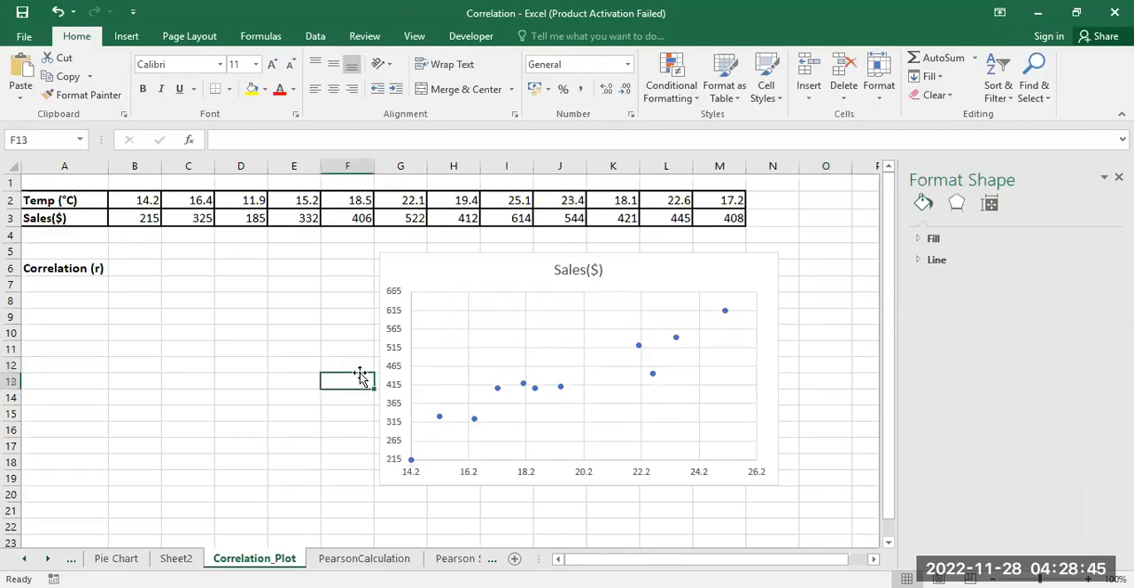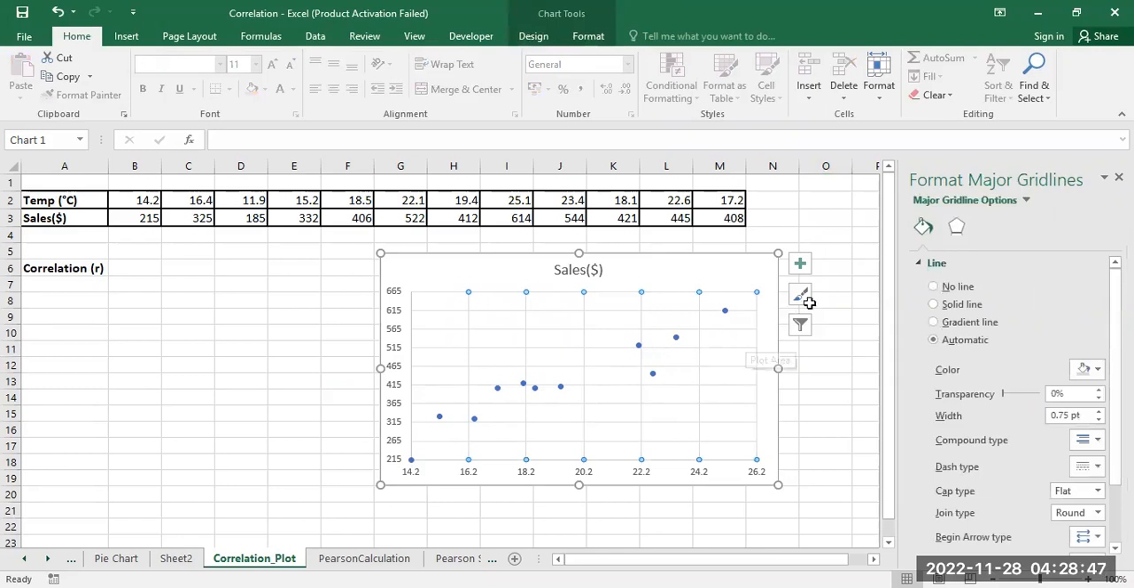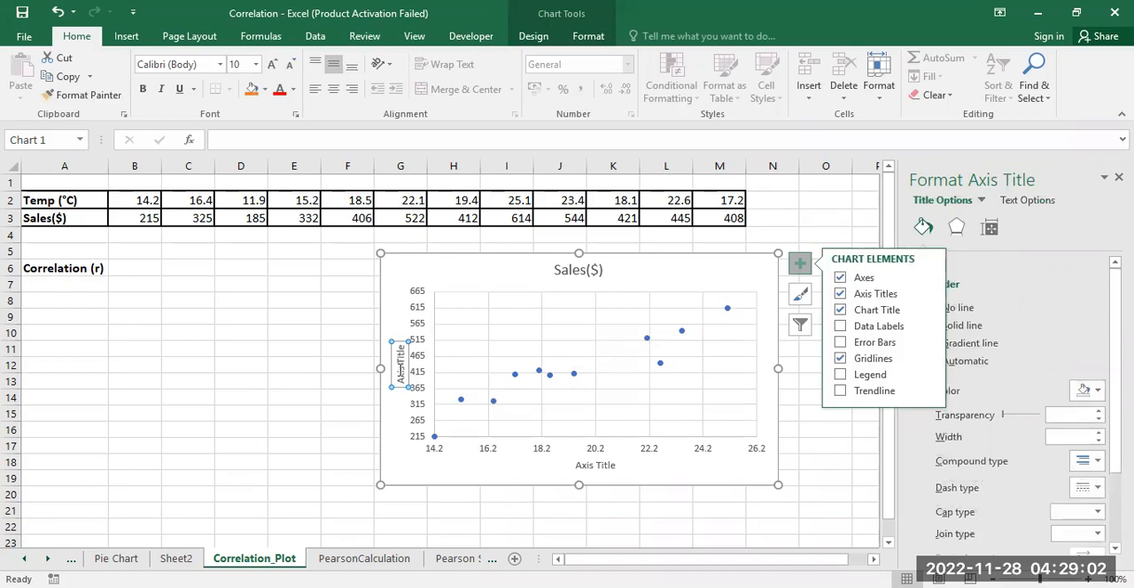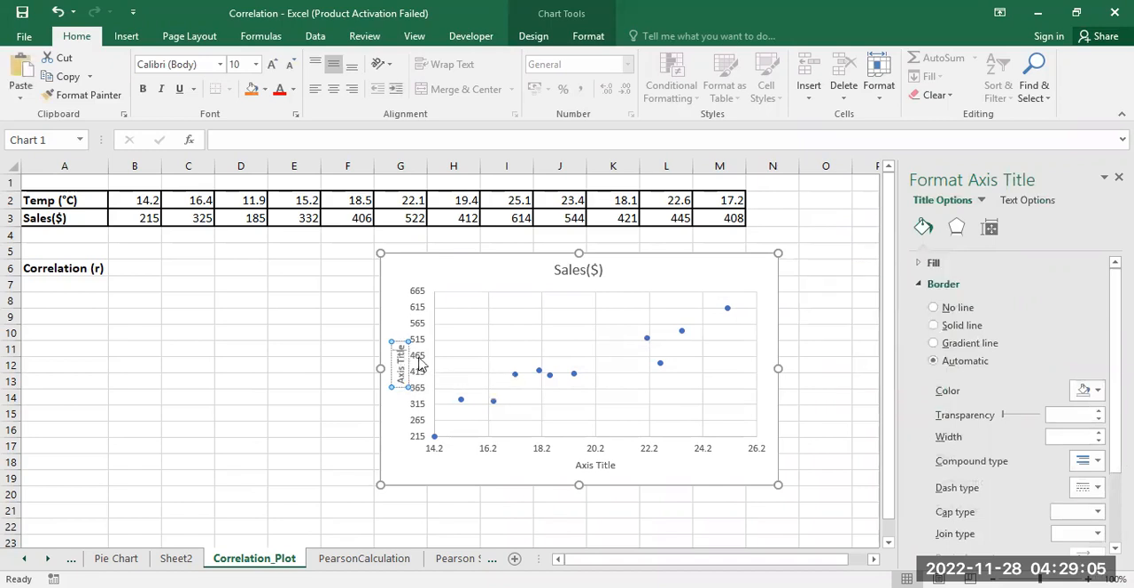And if I want, I can also add labels to my chart. So I click on the chart and come to this plus symbol, which indicates Chart Elements. And then I check Axis Titles. Under the axis title, I can type my sales here. And then I come to the horizontal axis and also edit. Here I put temperature.